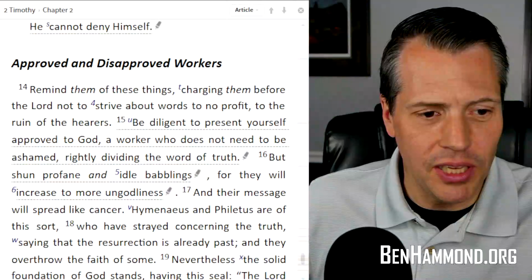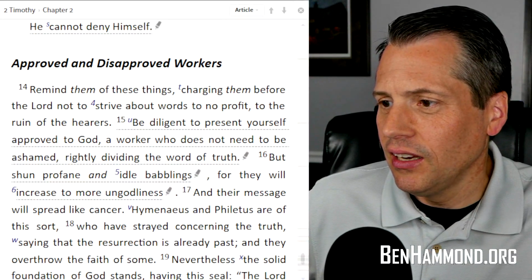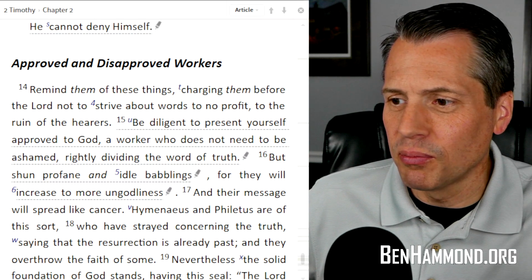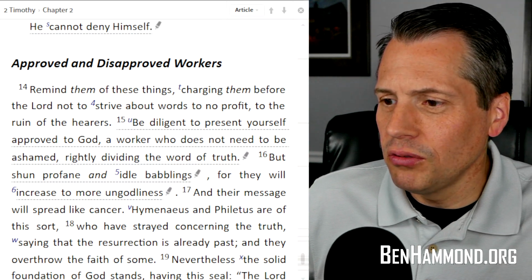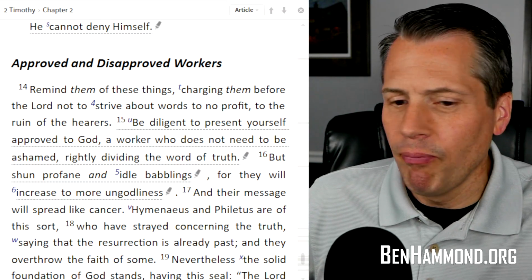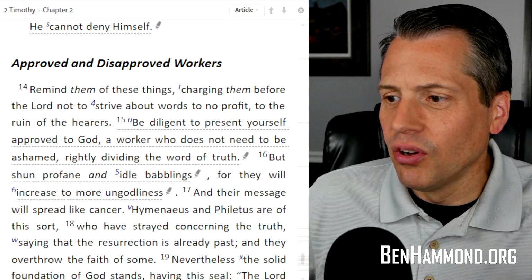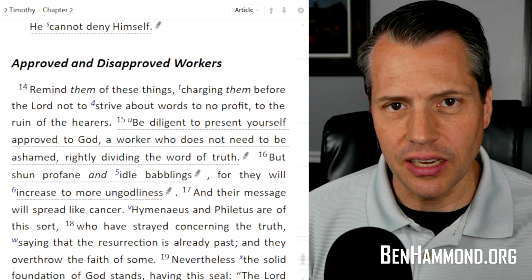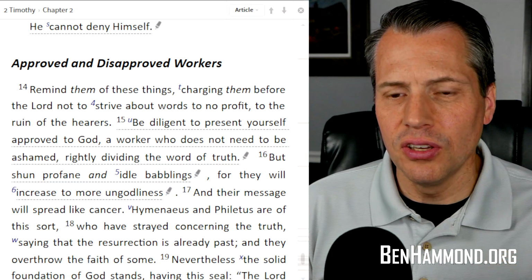In fact, right back here, let me get the Bible back up. In verse 15, this verse, if you grew up in Awana, you know this verse: be diligent to present yourself approved to God, a worker who does not need to be ashamed, rightly dividing the word of truth. Rightly dividing the word of truth, that means to handle it correctly. You need to know the truth.